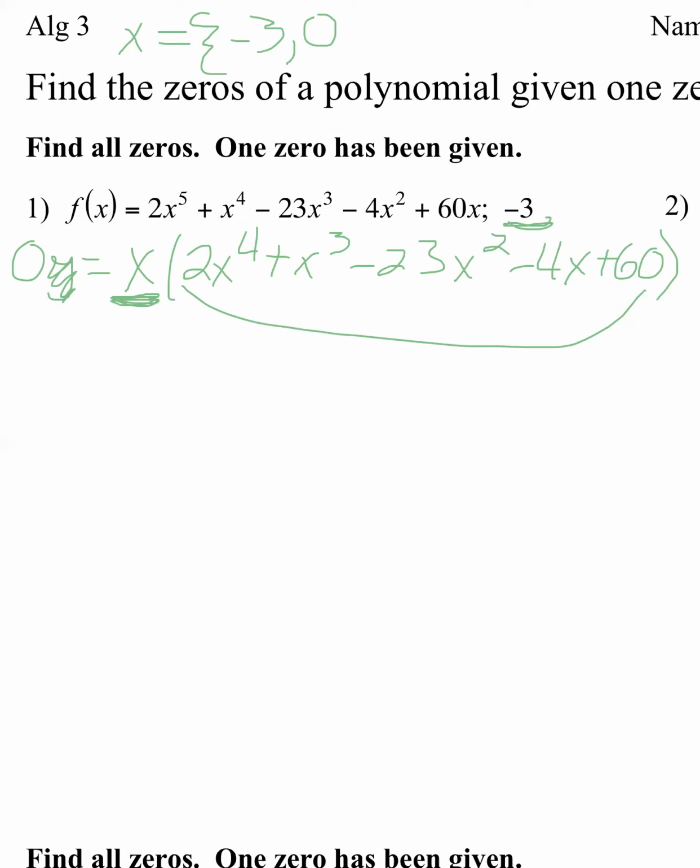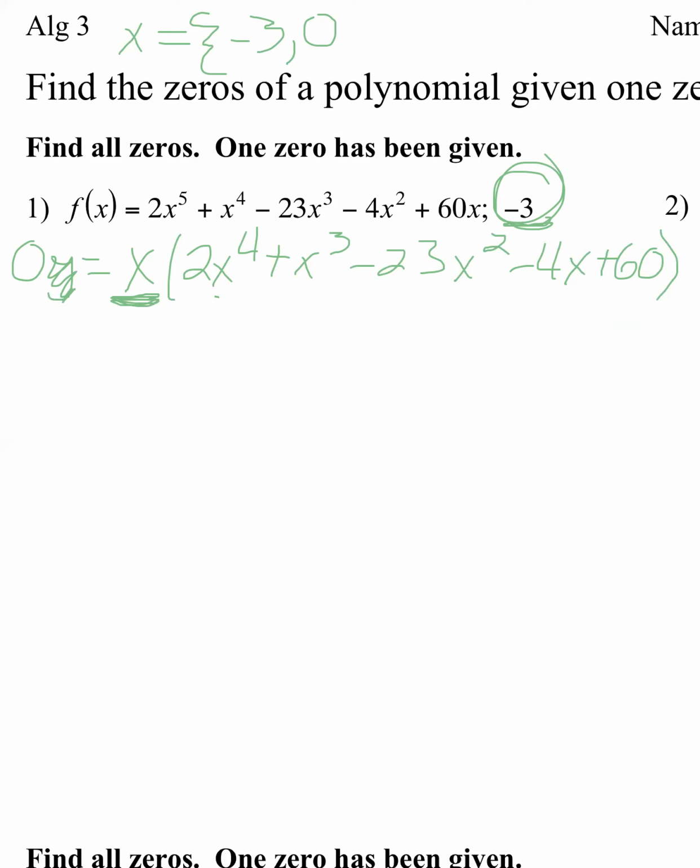So I'm gonna go back to the 0 that they gave me. They gave me -3. So I'm gonna do synthetic division into this whole crazy thing. I'm going to plug in -3. It should come out with a remainder of 0. They're telling me, hey, this is one of the zeros. It should work. But then I can at least factor it down into something even smaller.